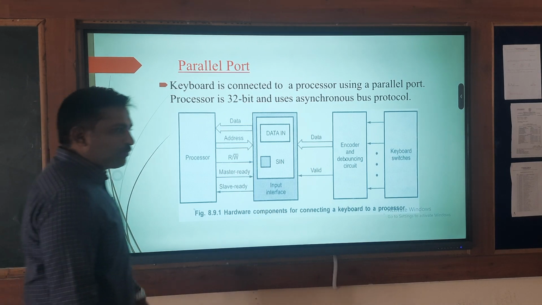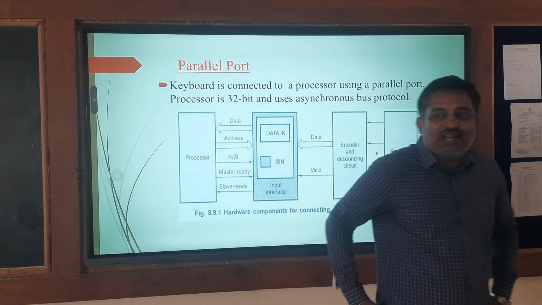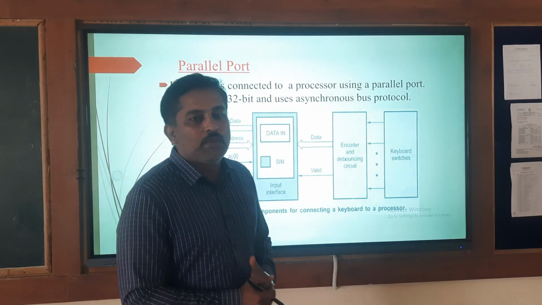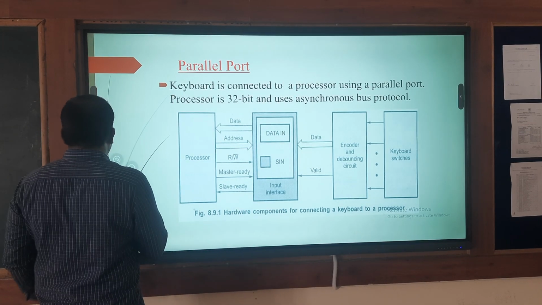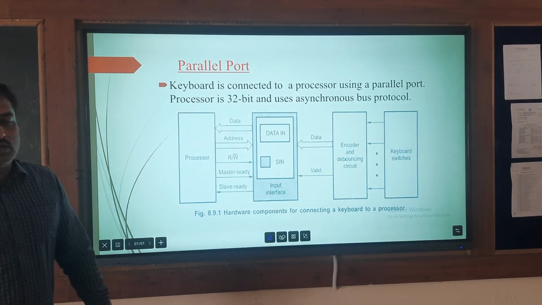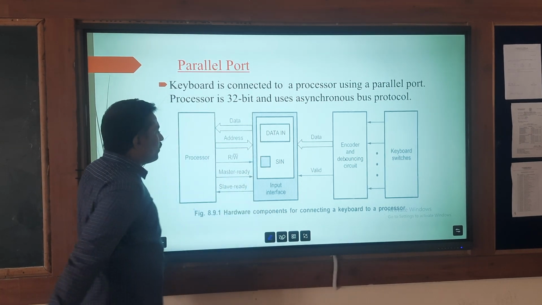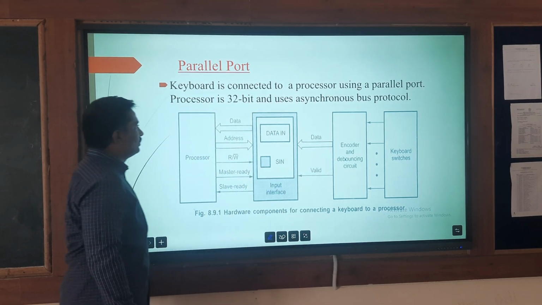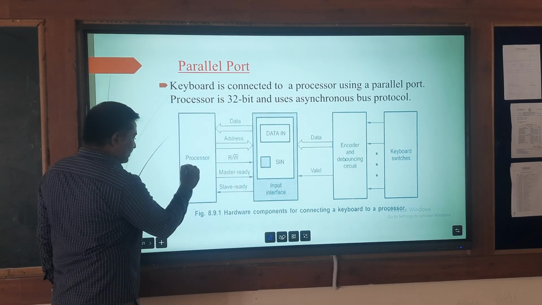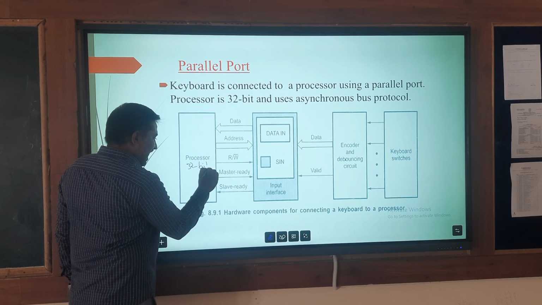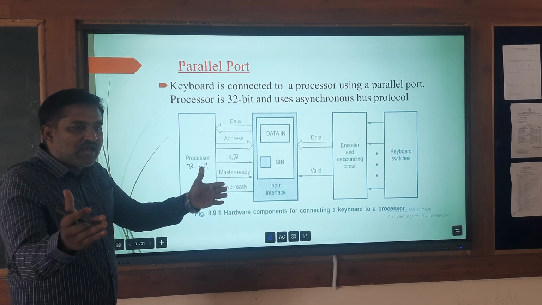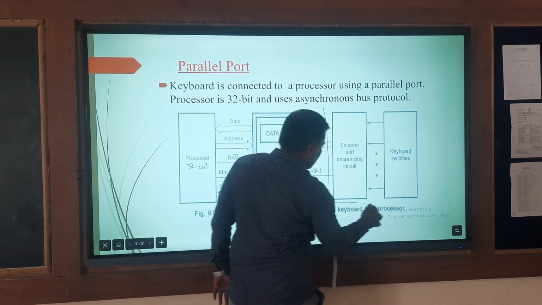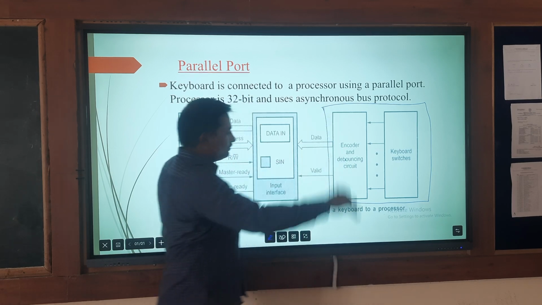Okay, so now I am going to explain how parallel port communication is performed and how serial port communication is performed. First I am going to explain the parallel port communication. Okay, now see this one. The keyboard is connected to the processor. Here I am using the parallel port. Now I am assuming my processor is a 32-bit processor. That means at a time it is capable of accessing 32 bits of data.